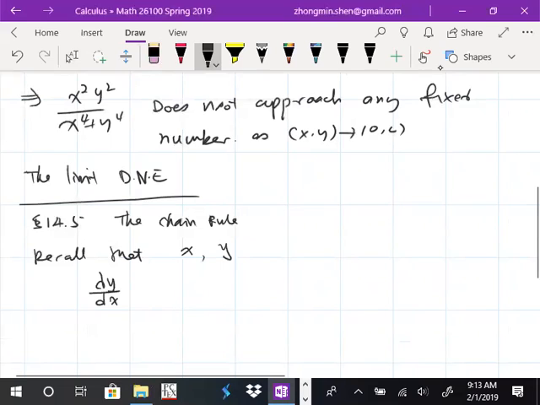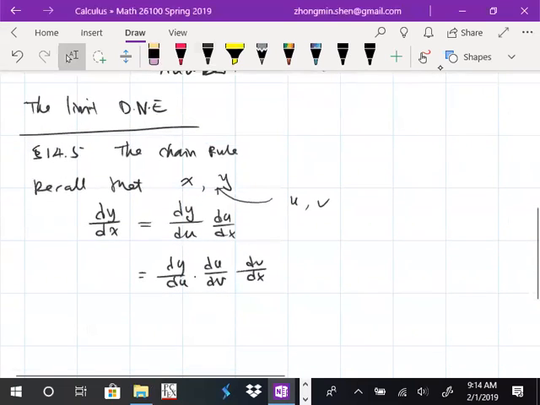But it's possible y depends on u, which depends on x. Then the chain rule says it can be computed using this formula, right? And you can add more variables. So y depends on u depends on x, and maybe u depends on v depends on x. So you can keep it going, with du, dv, and dv dx. So you get a longer product. That's what's called a chain rule.